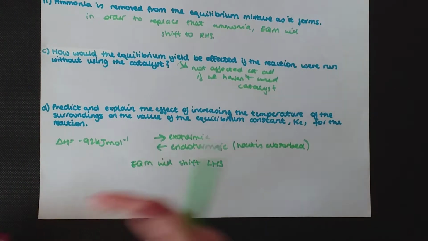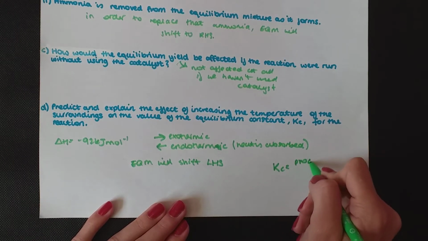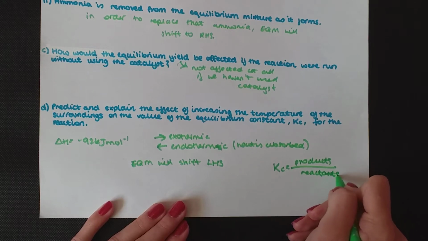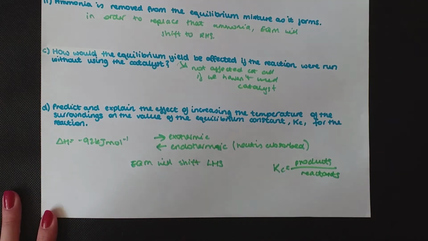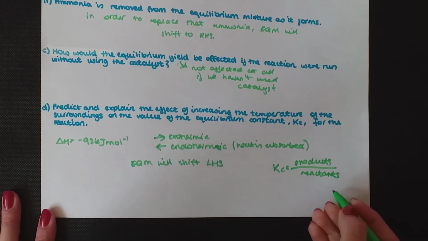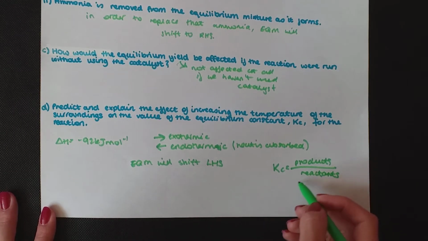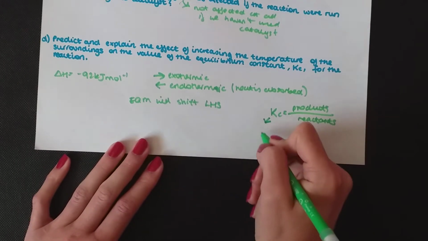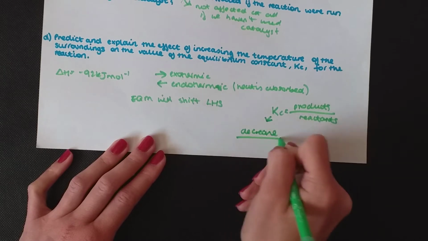Because it will shift to the left hand side, and the Kc of any reaction is products over the reactants, we're going to have more reactants because we move to the left hand side. And the bigger the number at the bottom, the smaller the number of Kc. So when we increase the temperature, the value of Kc will actually decrease.